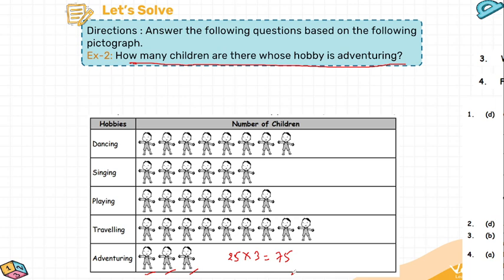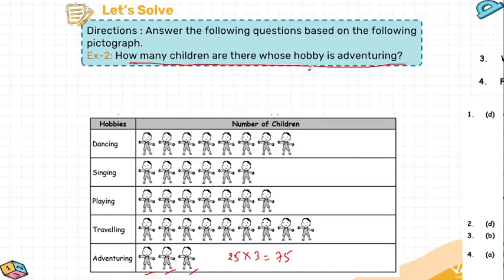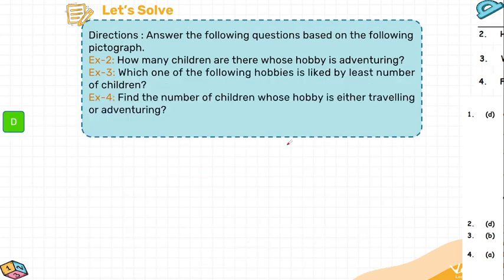Okay. Let's move on to the next question of the same. Here we have: how many children are there whose hobby is adventuring? Just now we got for adventuring, it's 75 students.